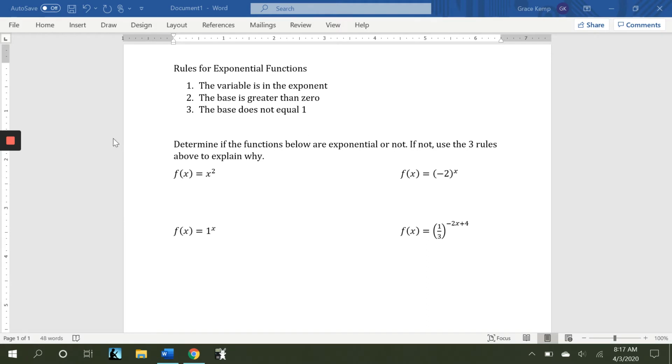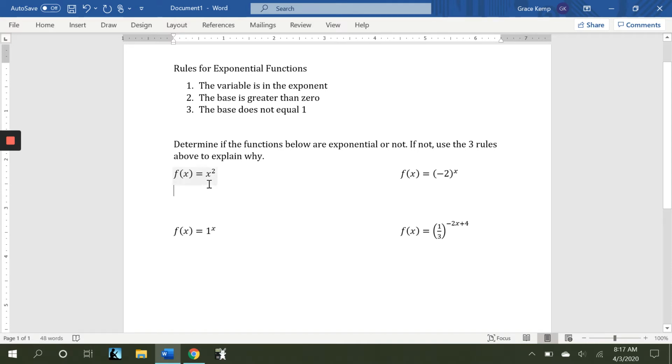So the base can be any number that's greater than 0, but rule number three, it cannot be the number 1. So then to practice this, we've got four functions, and we want to determine if the functions below are exponential or not. If not, we need to use the three rules above to explain why. We're going to start with the function f of x equals x squared. We'll go through our three rules one at a time and figure out if this function matches those rules. So rule one, the variable has to be in the exponent.